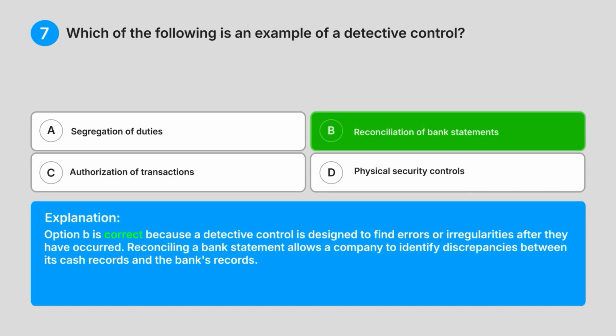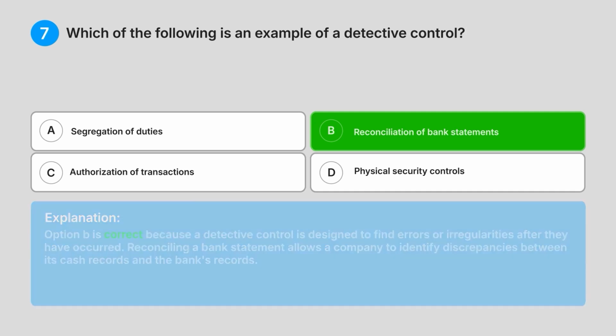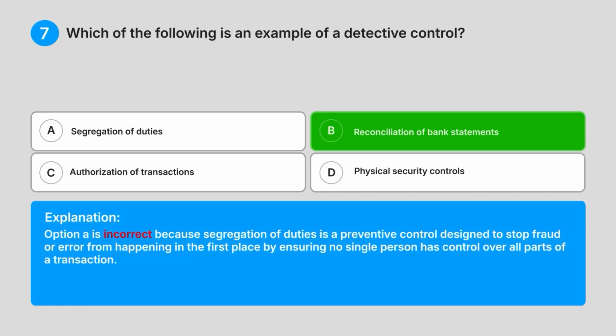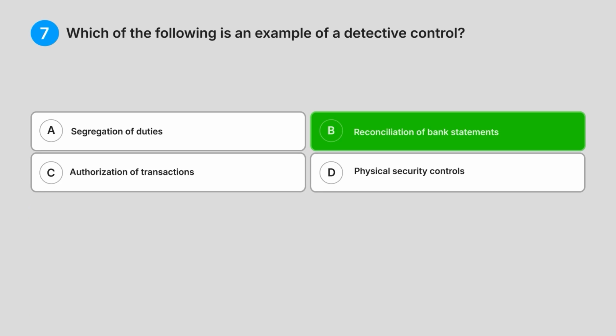Explanation. Option B is correct because a detective control is designed to find errors or irregularities after they have occurred. Reconciling a bank statement allows a company to identify discrepancies between its cash records and the bank's records. Option A is incorrect because segregation of duties is a preventive control designed to stop fraud or error from happening in the first place by ensuring no single person has control over all parts of a transaction.